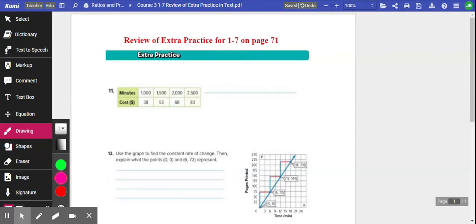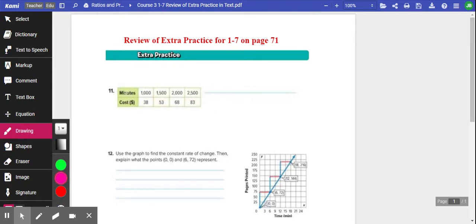So we're going to go over the extra practice page on page 71 for our textbook. And this is section 1-7, chapter 1, section 7. And what we're looking at here is trying to calculate what the constant rate of change would be.